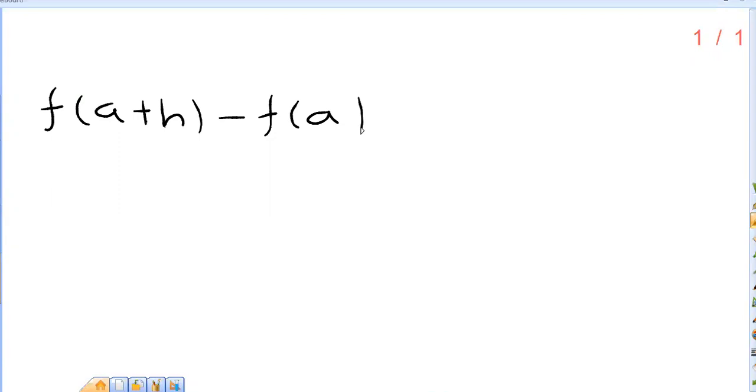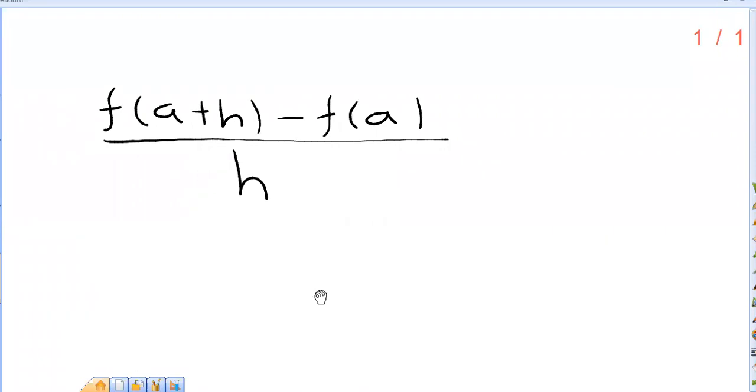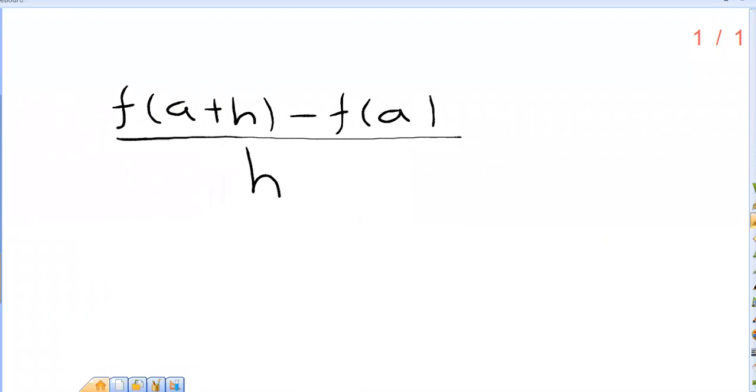Now what is the average rate of change? It is f(a plus h) minus f(a) upon h. Do you agree with me? Now if we take the limit of this as h tends to 0, I will shift this to this side so that I can write limit h tends to 0. Clearly this is nothing but f dash of a.